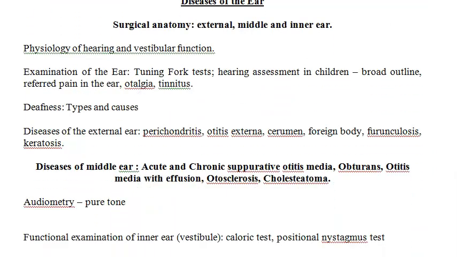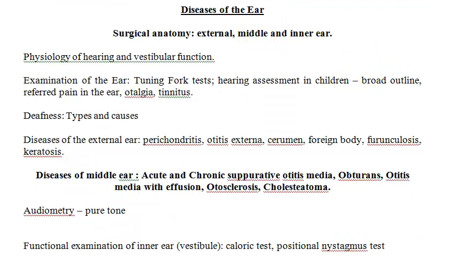Okay, here you go. Basically, the ear is divided into three parts: external ear, middle ear and inner ear. In the external ear you will learn otitis externa, in the middle ear you will learn otitis media. In the inner ear you will have some problems, we'll look at them. So basically you should know the anatomy of the ear and the physiology of hearing, how we are able to hear.